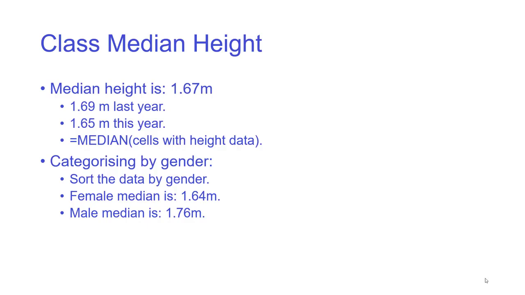So here, as an example, using class median height. So the median height works out to be 1.67 meters when I use all of the data that I happen to have available. Last year it was 1.69 meters, 1.65 meters this year. If I want to calculate it using Excel, I can use the Excel formula equals median and then pick the heights that I need to use, the column with the heights data. Now, if I categorize the data by gender, I can find out that the female median height is 1.64 meters and male median height is 1.76 meters. This tells you that there's a difference in height between men and women.